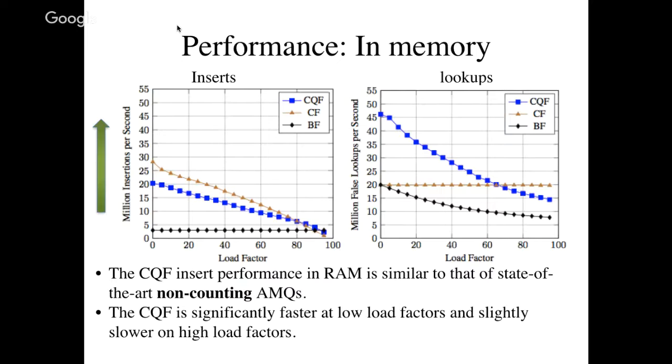Both these experiments are done on a uniformly random distribution data set. You can see the insert throughput of the counting quotient filter is competitive with the performance of a cuckoo filter, even though a cuckoo filter does not count. And you can see at a higher load factor, the counting quotient filter is actually faster than the cuckoo filter. For lookups, the counting quotient filter is faster than the cuckoo filter for load factors up to 75%, and after that, it is a little slower. And for both experiments, the counting quotient filter is always faster than a Bloom filter.